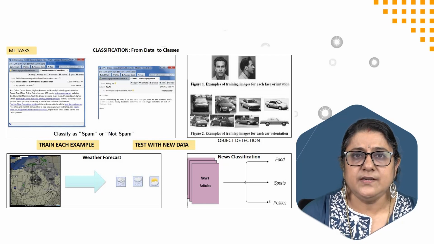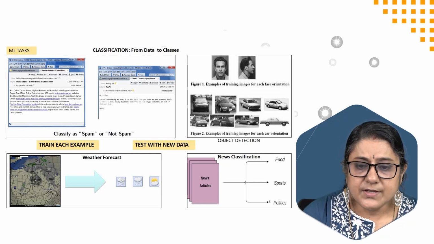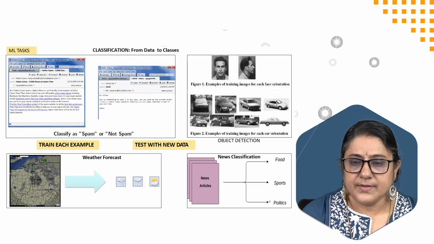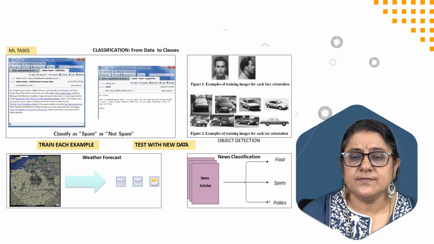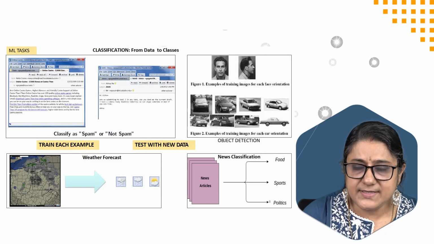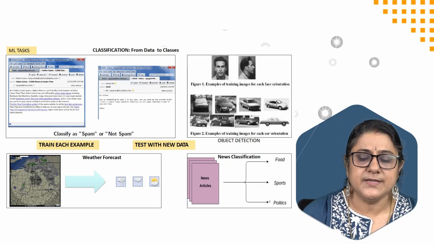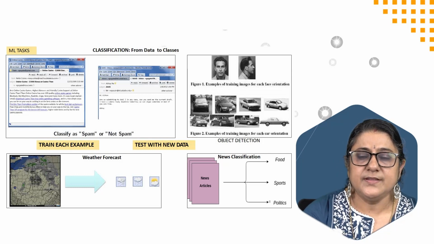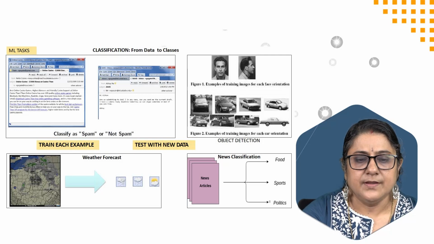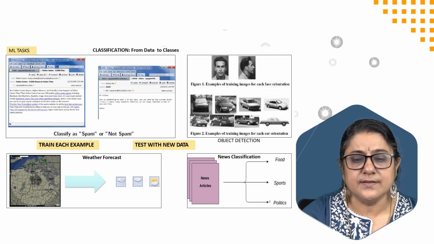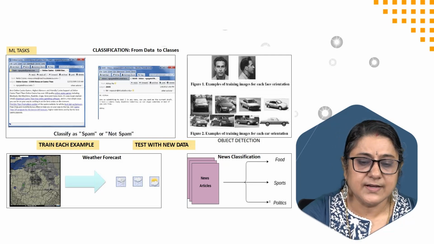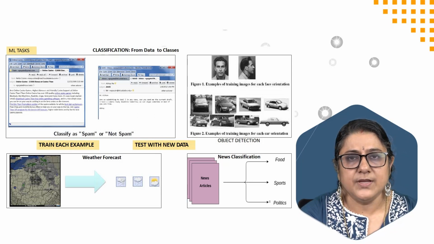So after training, we can test it with the new data. Then news articles, we can classify them by seeing the content, whether it is a food article, a sports article or related to politics. And there's weather forecast, where we can train, and again we can classify it into classes such as cloudy or sunny.